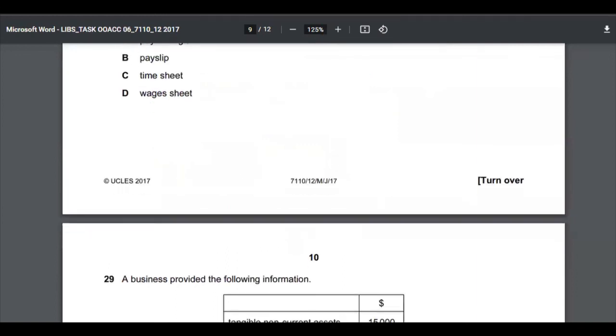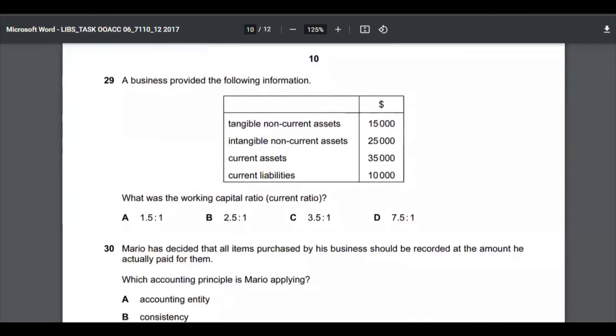Let's look at multiple choice 29. This is about accounting ratio. It's talking about how you would calculate the current ratio. It's CA over CL. That's 35,000 over 10,000. That would be 3.5:1. So the correct answer to multiple choice 29 is option C. If you remember the formula, it's a very easy question. As you see, it did not take me much time to solve this question.